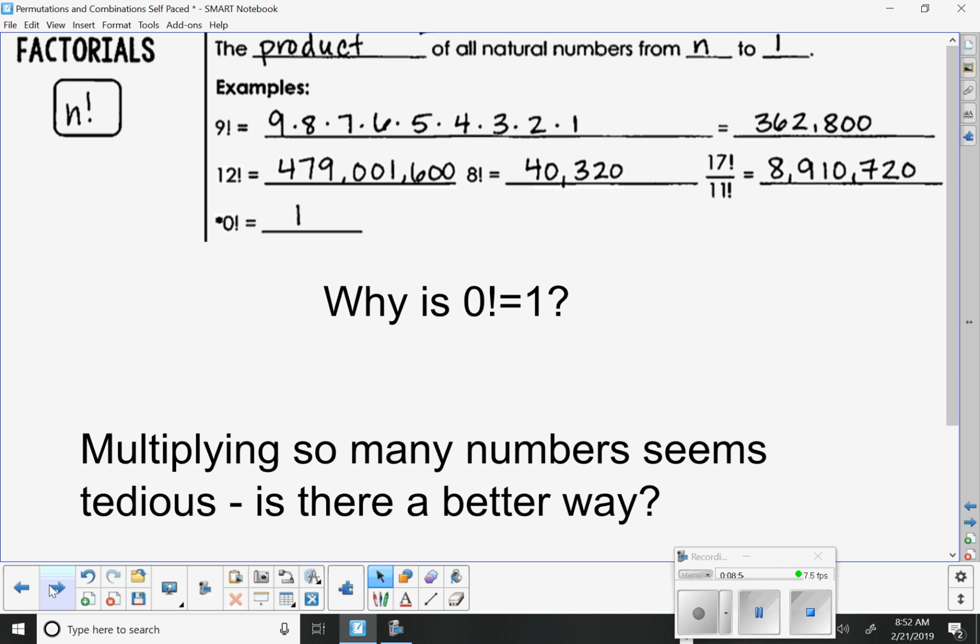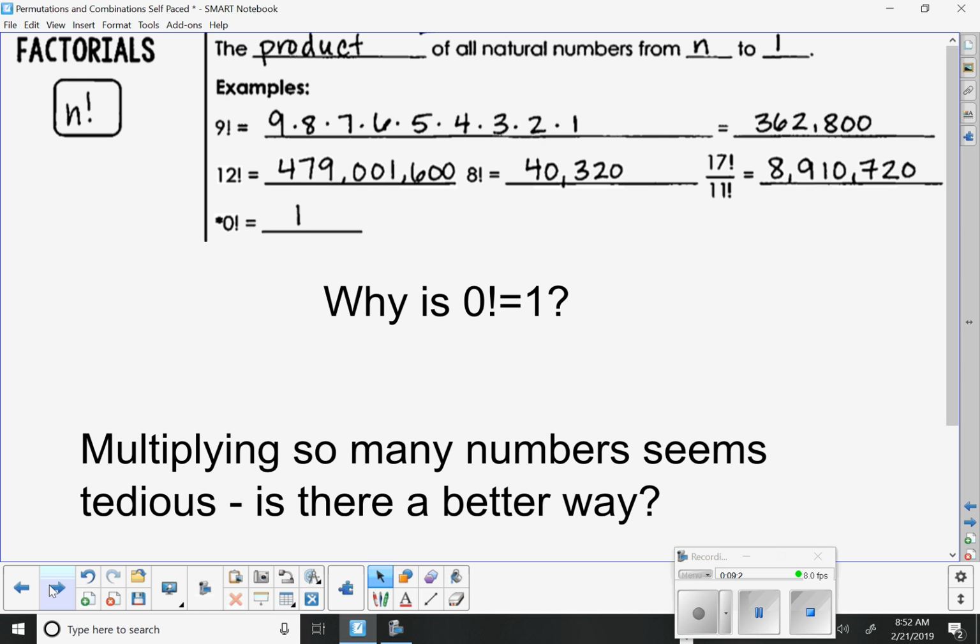You can also do 12 factorial. I didn't write it out, but it's 12 times 11 times 10 times 9 times 8 times 7 times 6 times 5 times 4 times 3 times 2 times 1. Boom! There's your answer. 8 factorial. You can also do arithmetic with factorials. 17 factorial divided by 11 factorial. Okay, and there's a number. 0 factorial is 1. Whoa, wait!